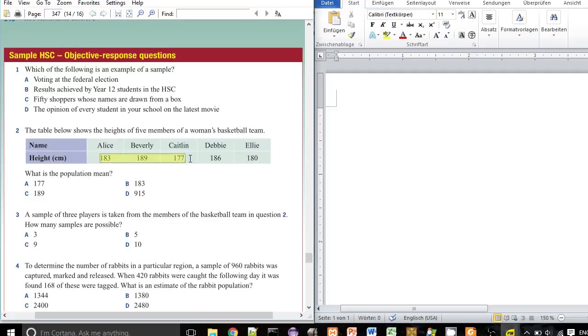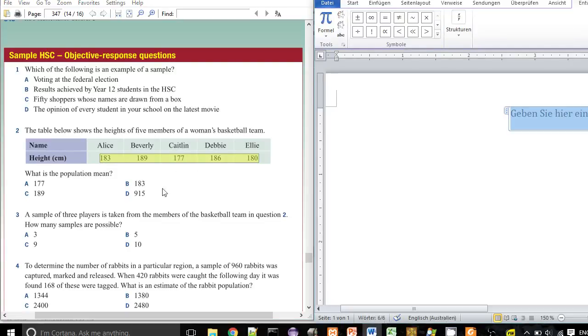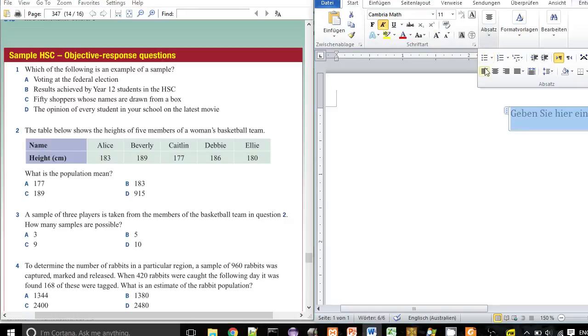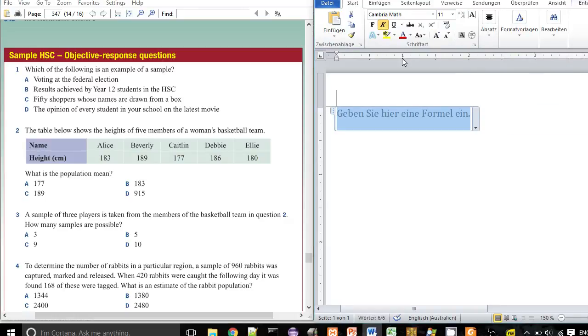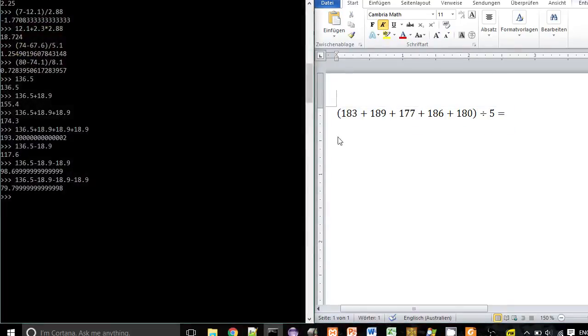Population mean. So just find the average, okay? We just add them in whatever. It's obviously not 915. In fact, it has to be 183. But look, let's calculate it anyway. We're going to do 183 plus 189 plus 177 plus 186 plus 180 divided by 5. There may actually be a shortcut, but let's just do it.